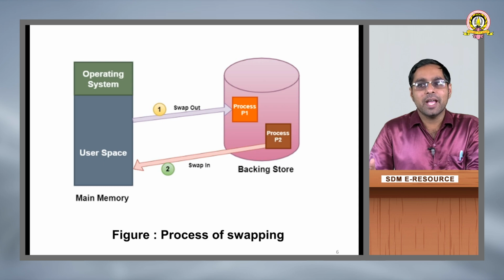So this is the example for swapping. You can observe that process P1, which was in main memory, we have sent to the backing store or secondary memory, and process P2, which was in the backing store, we have moved into main memory.